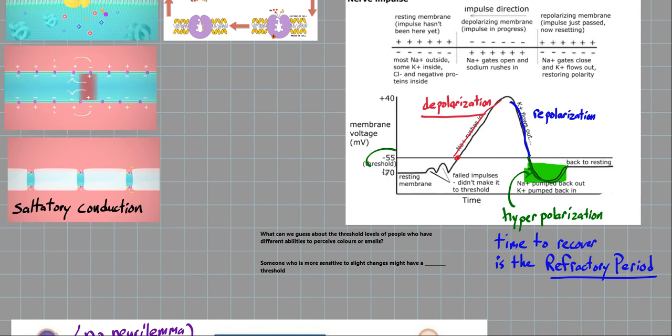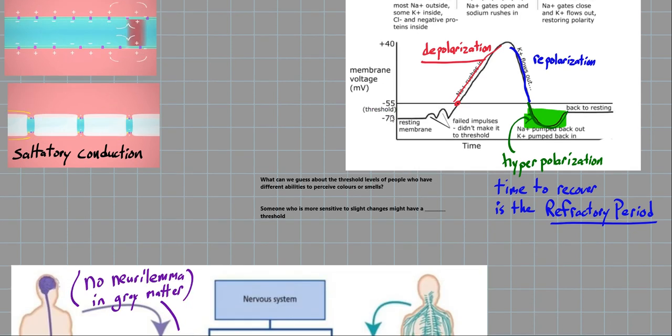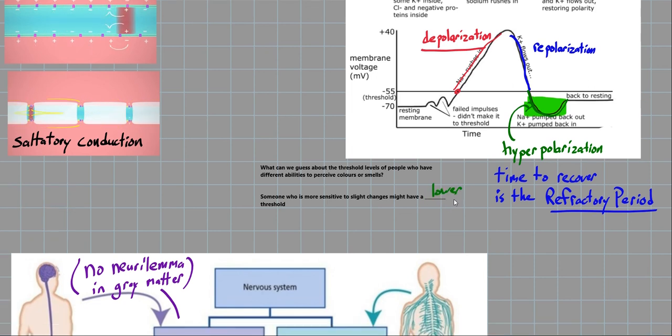In our textbook, or in our notes, we say -55 millivolts is the number to remember because it's common, but it can change. Some people might have a lower threshold for certain nerve cells. So if you can smell really faint smells that other people cannot, or you can see dimmer light than somebody else could, maybe that threshold might be lower. So that might be a lower threshold for you.